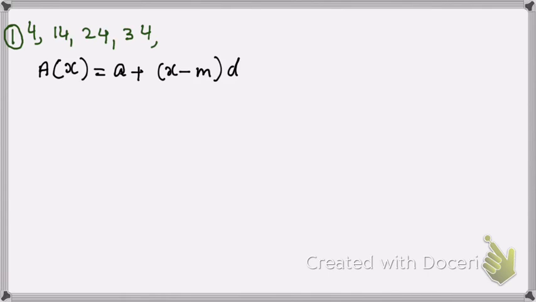And what is d? d is the common difference. So in this case, what's the difference between 4 and 14? That's 10, right? And the difference between 14 and 24? That's again 10. The difference between 24 and 34, that's 10. So the common difference is 10, so d is 10. So let's write down what we know. A equals 4, d equals 10. Okay, they're not going to change.